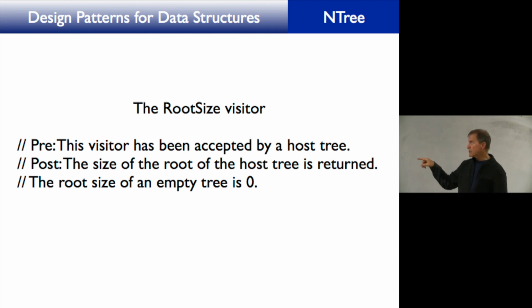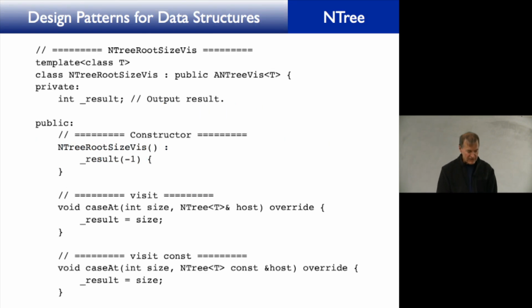So precondition, this visitor has been accepted by a host tree. Postcondition, the size of the root of the host tree is returned. And the return size of an empty tree is 0. Okay? So that's the specification. And so here is our root size visitor. Now look, is it void, yes or no? No, it's going to return an int.